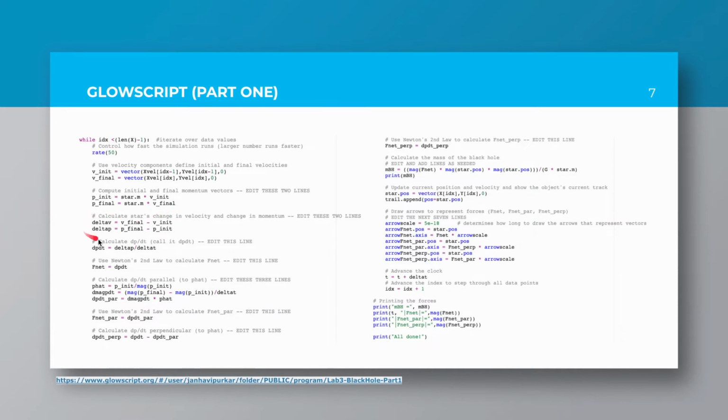We're also calculating the star's change in velocity and change in momentum over here. We're calculating dp/dt over here. We're using Newton's second law here with the formula that I talked to you guys about earlier, where F net is equal to dp/dt. We calculate dp/dt parallel here, and dp/dt perpendicular over here, and then we also have F net perpendicular, and eventually in this final part of the code we're calculating the mass of the black hole by subbing these values in and using Newton's universal law of gravitation.